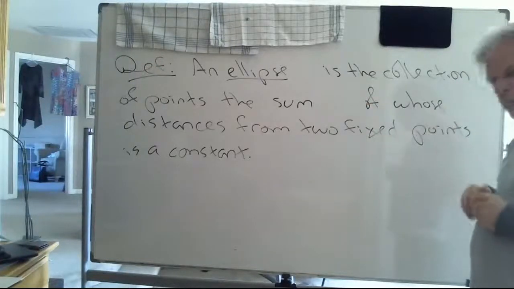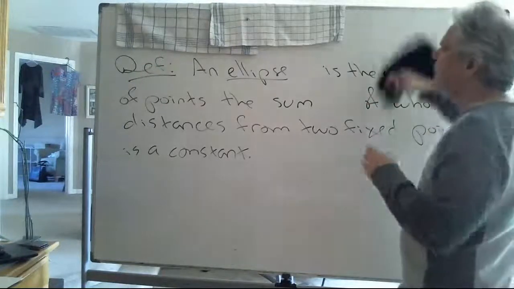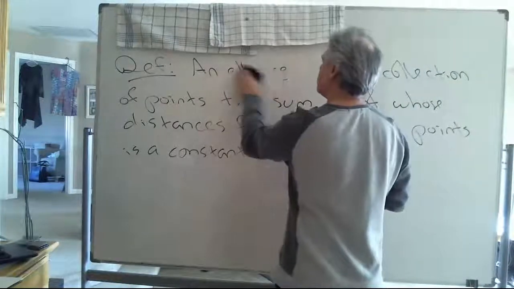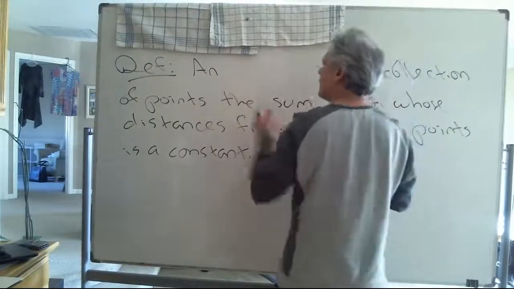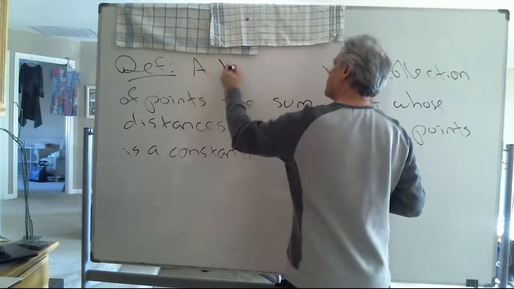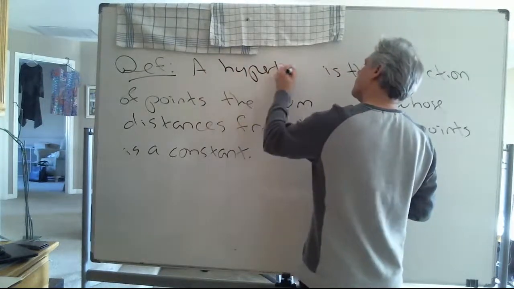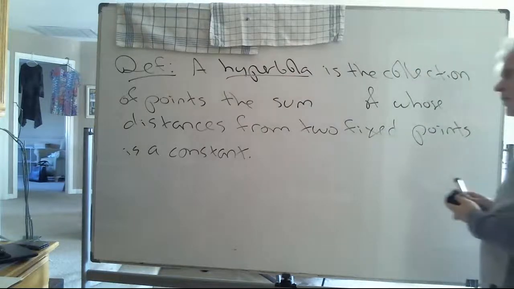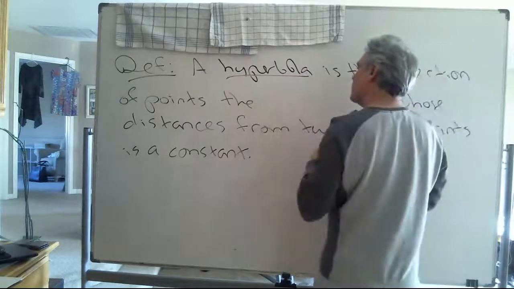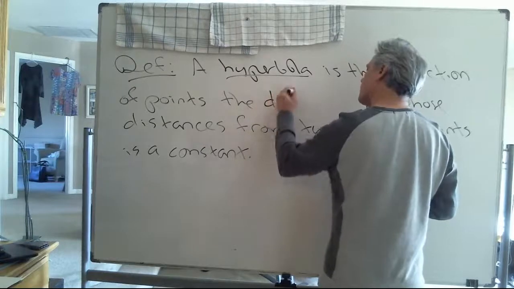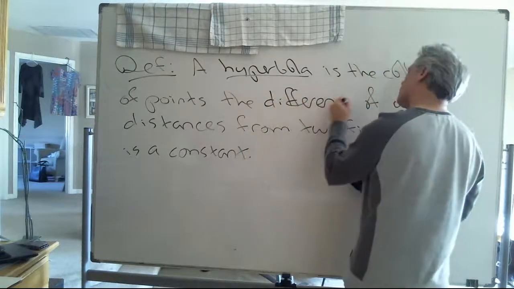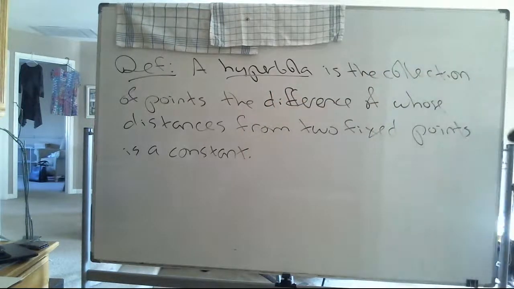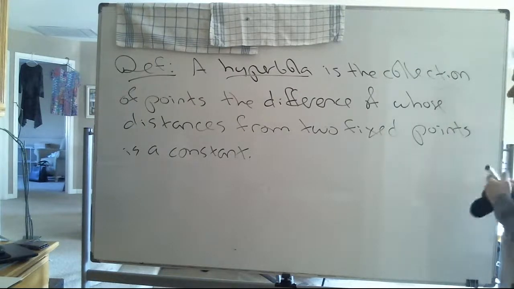Here's our definition of ellipse. What I'd like to do now is come up with a rigorous definition of a hyperbola. It is a collection of points, not the sum, but the difference of whose distance from two fixed points, also called foci, is a constant.